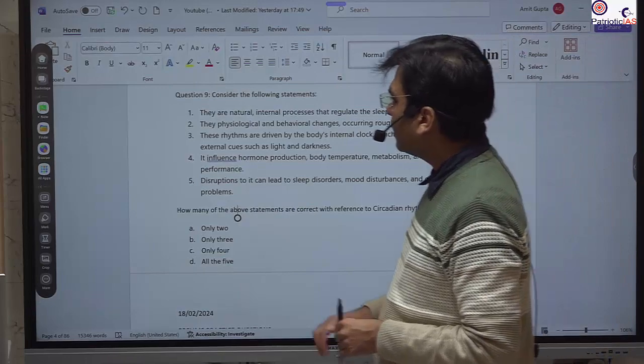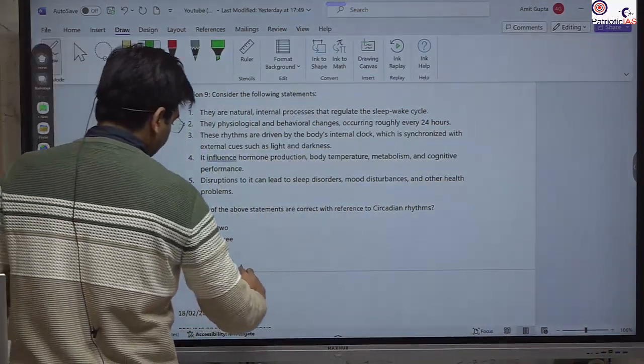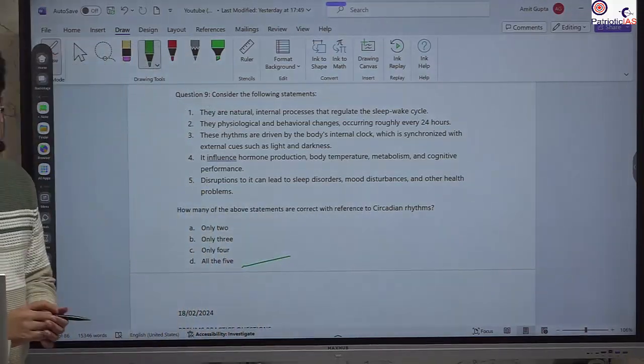What is the correct answer? The correct answer for this question is what? All is correct. All five are correct. So D will be the correct answer.